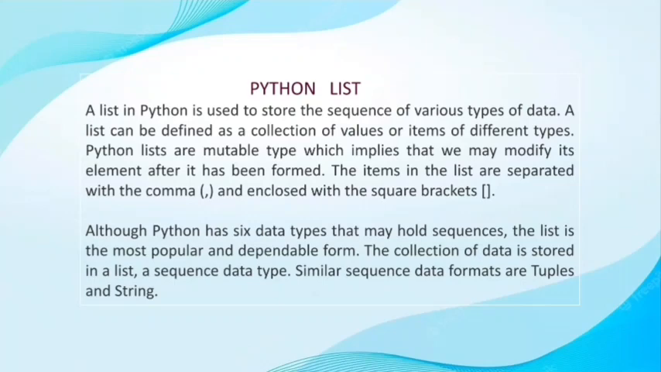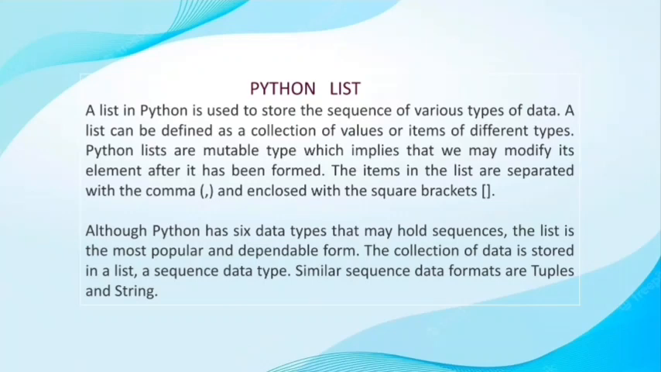A list in Python is used to store a sequence of various types of data. A list can be defined as a collection of values or items of different types. Python lists are mutable, which implies that we may modify their elements after they have been formed. The items in the list are separated with commas and enclosed within square brackets.